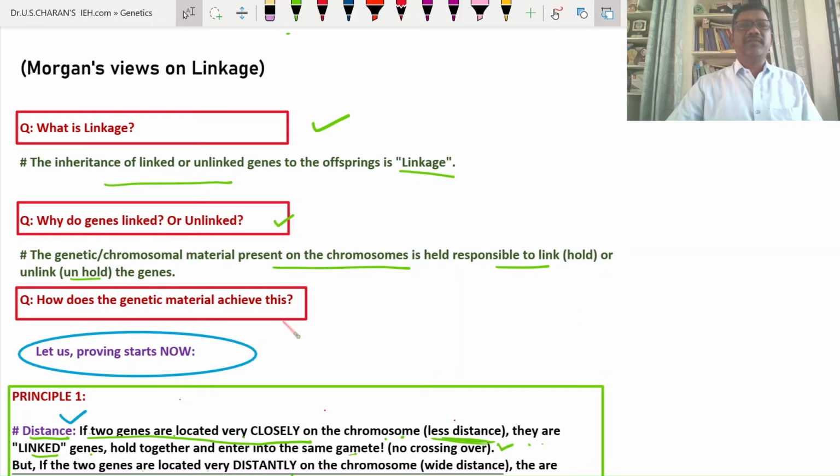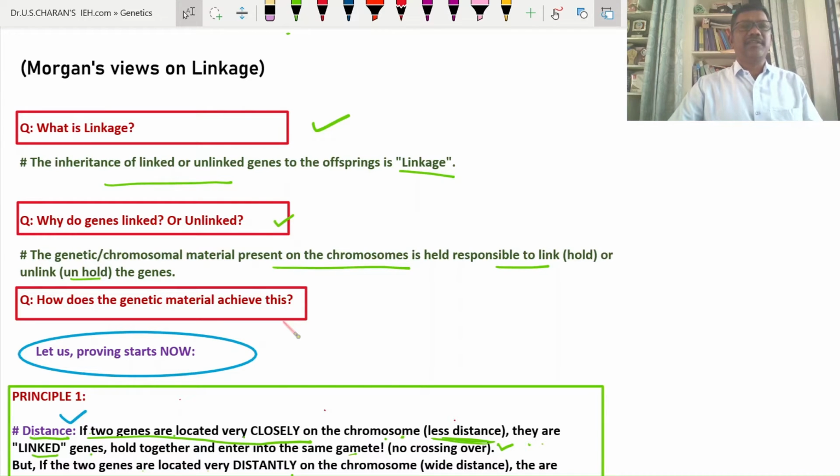In Morgan's views on linkage: what is linkage? What are linked genes? How do they inherit to the next generation? What are unlinked genes? Why are those genes unlinked? If the genes are unlinked, what types of genotypes form in the next generation? What are the causes of linkage? How does the distance between the genes determine the linkage? This is the total discussion.